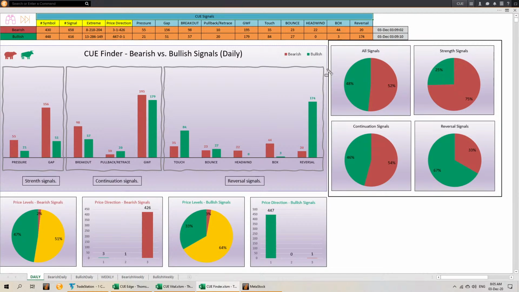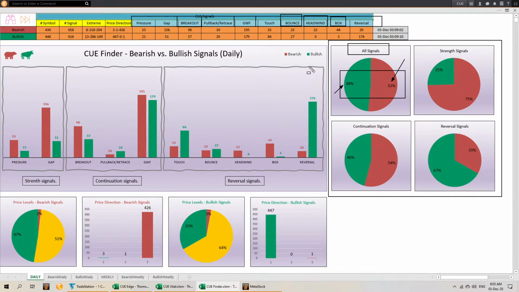This is QFinder run as of yesterday's market close. All signals are showing that it is balanced, neither bullish nor bearish. The green pie chart portion means bullish signals and the red pie chart portions indicate bearish signals. What are these signals? These are all the important Q signals, and some of them are not signals, they are Q trade setups like breakout, go with flow, bounce, headwind, and box.